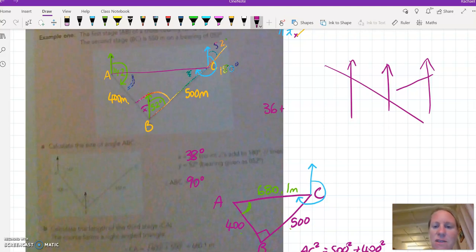We've got 180 for that bit there and 52 for that bit up the top. And you can see it written in the book, written out a little bit neater. Just make sure you put your little reasons like they have there as well beside each step that you do.